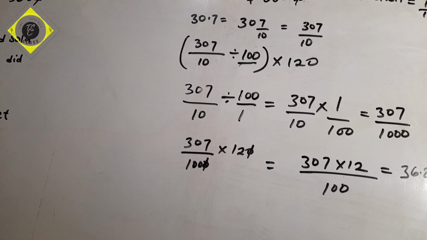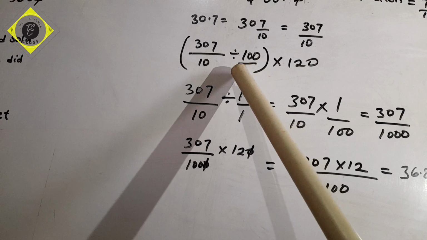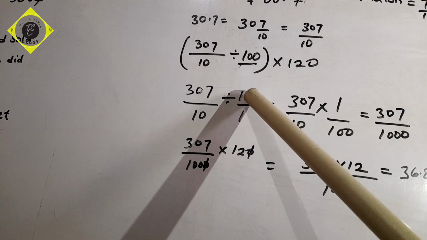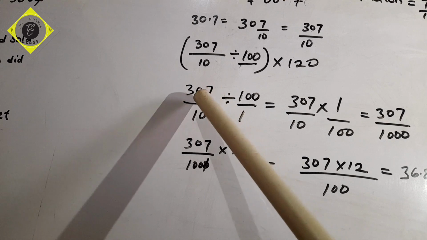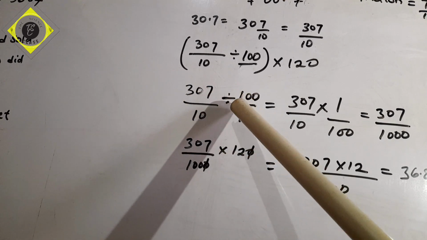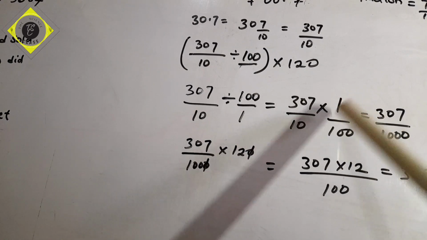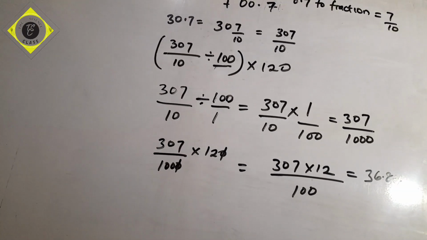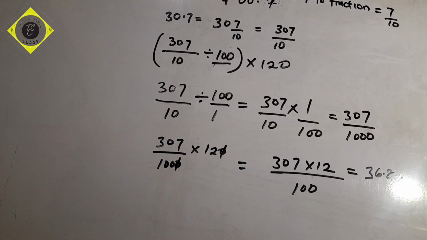From the knowledge of division of fractions in our last class, we know that when you are dividing two fractions, you simply reciprocate one of the fractions and multiply. So 307 over 10 divided by 100 over 1 is the same thing as 307 over 10 times 1 over 100. If you don't understand how I did this, then you need to watch my lecture on division of fractions. So now we have divided, and then we can now multiply all through.